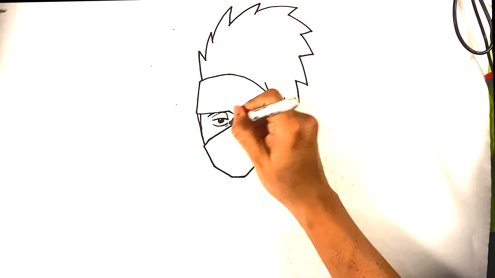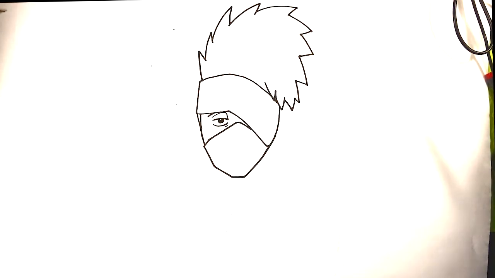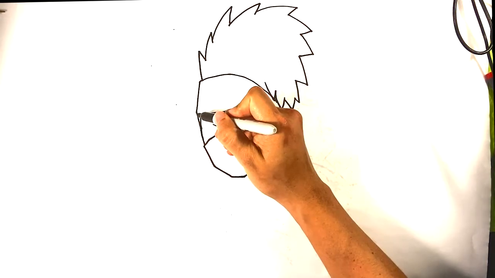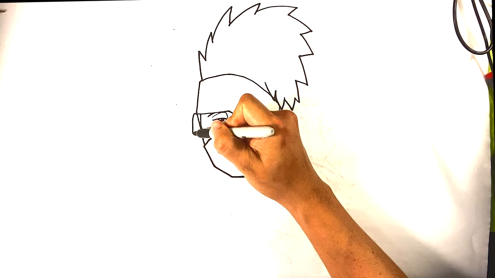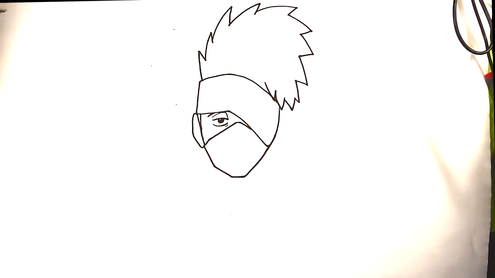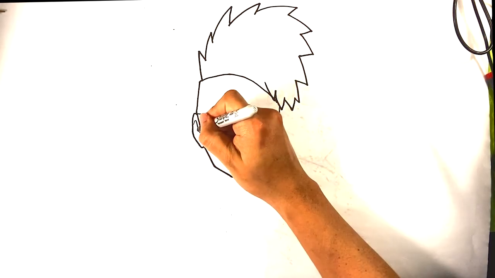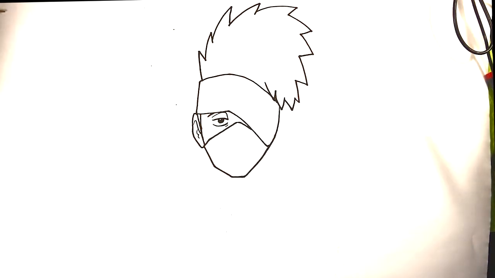Line over here. Line here. Right on. So let's go over here and draw the ear. It's gonna butt up right against it. Curve right there. Line over here. And line here. There we go.